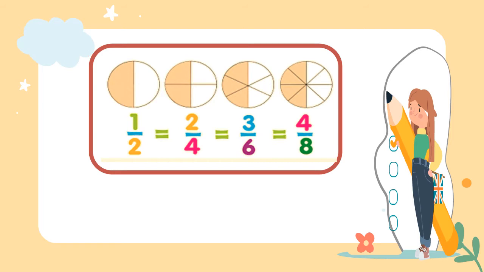So I have different fractions, but all of them equal half. How is this? Like you see, half of the circle is 2/4 of the circle, is 3/6 of the circle, is 4/8 of the same circle. Okay, how can we do this without shapes, without drawing? Let's see today.